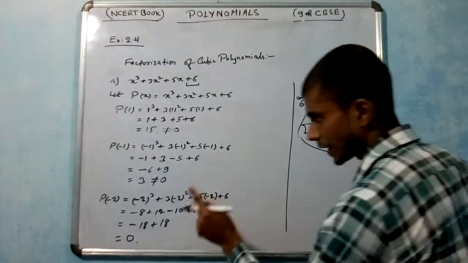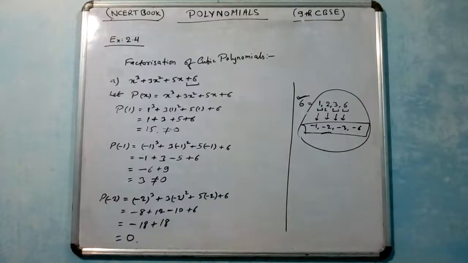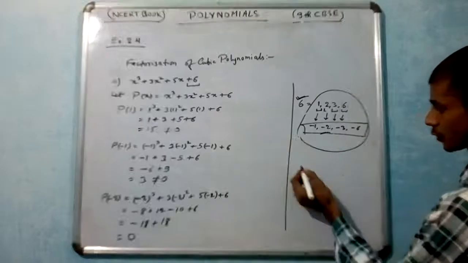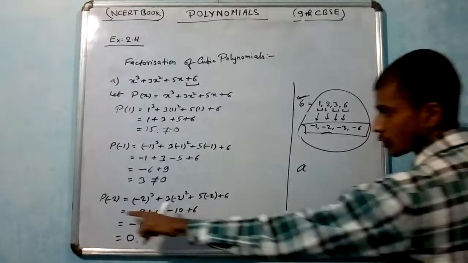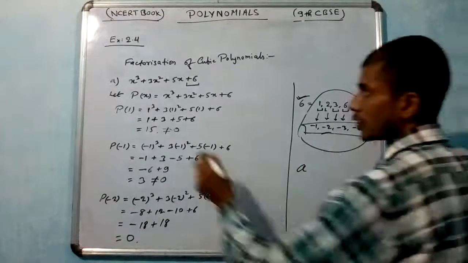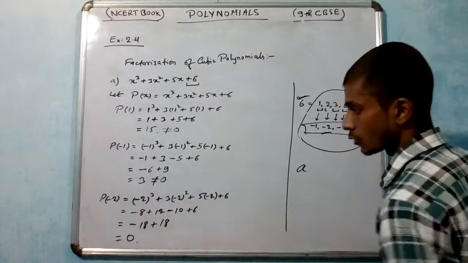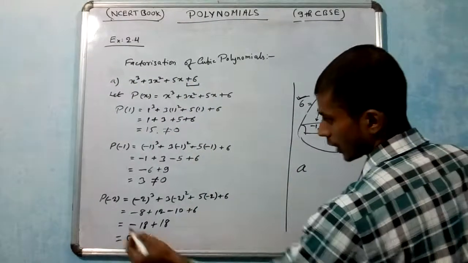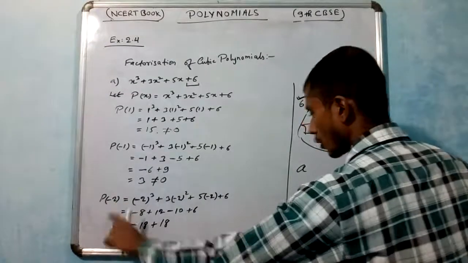From one of the zeros we can get one of the factors. See here, first see here, I will give time to write. Suppose minus 2 is the zero. A zero of the polynomial is that value of the variable which when substituted makes the complete expression equal to 0. That value is minus 2. So minus 2 is the zero of the polynomial.